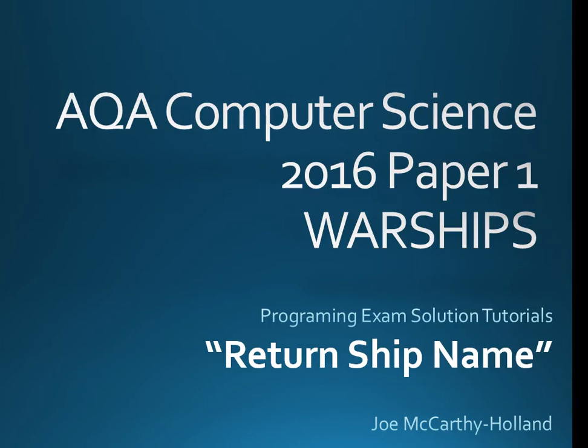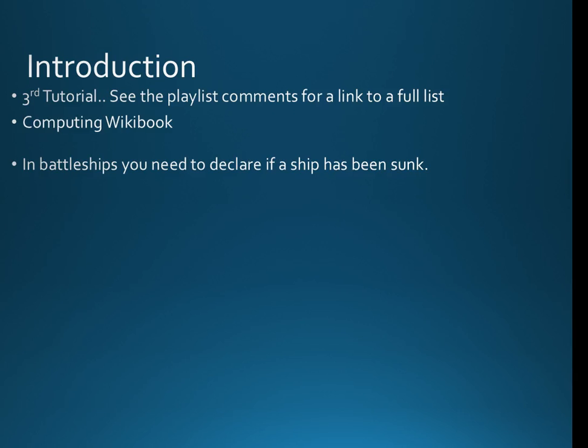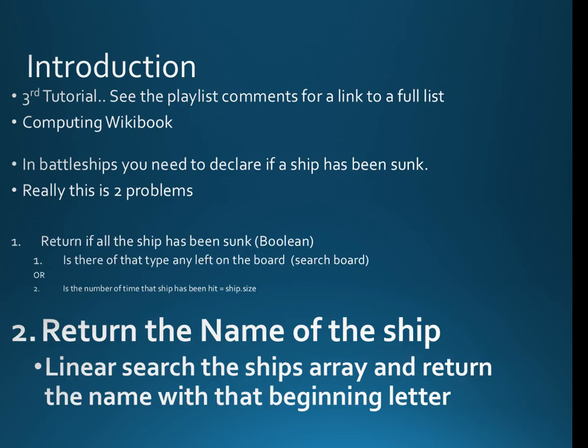Welcome to another AQA Computer Science 2016 Paper 1 Warships Programming Exam Solution tutorial, and we're going to be looking at how we return the ship's name from just the character, which obviously is what's held in the board. We're actually doing this as part of the Have You Sunk My Battleship tutorial. We've said we were going to split it into two parts. This is the second part of it, and what we want to do is do a linear search of the ship's array and return the name that begins with the letter of the initial that's stored in the array.